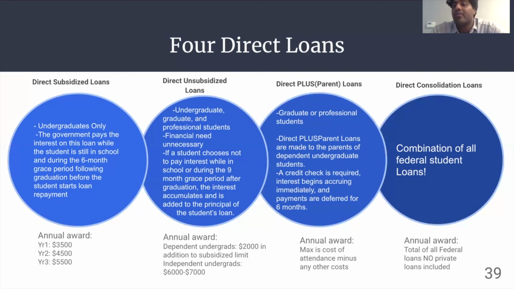And then lastly, the direct consolidation loan is simply a combination of all the federal student loans. So the annual award is the total of all the federal loans, without any of the private loans that you want to take included.